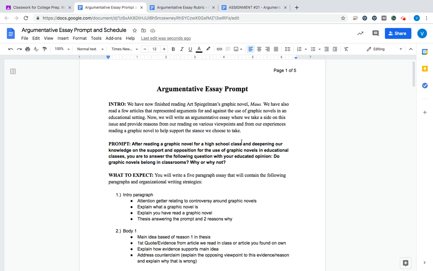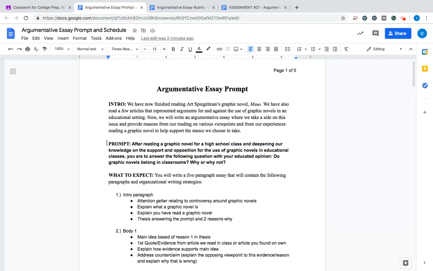So for the prompt, we finished reading Mouse. We did that before break. We've also read a few articles that represented arguments both for and against the use of graphic novels in a classroom. Now we are going to write an argumentative essay where we take a side on this issue and provide reasons from our reading, both of the articles and the graphic novel, to help support the stance that we are choosing to take.